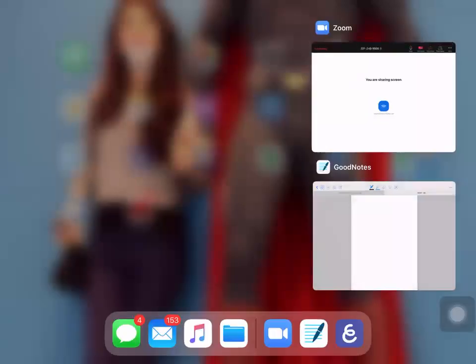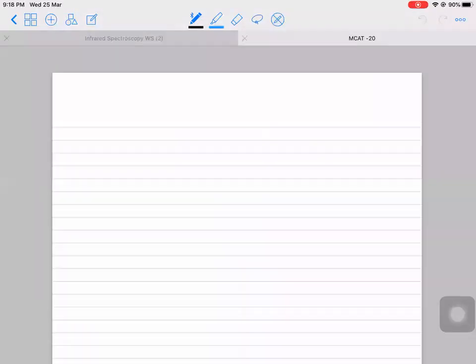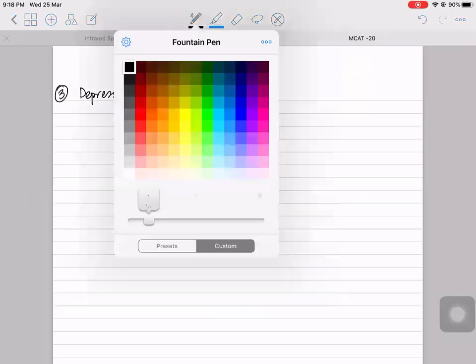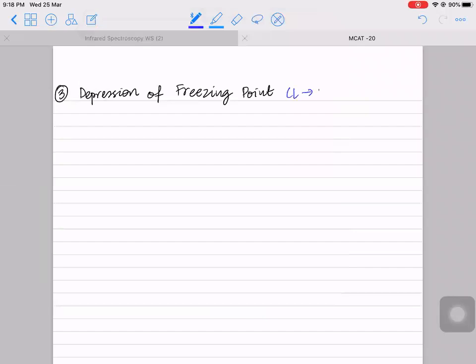Okay, so now let's move on to the third property, which is depression of freezing point. Freezing point is when you're going from liquid to solid, right? And as you're going from liquid to solid, you should understand that again the vapor pressure will decrease, right? And what is freezing point?